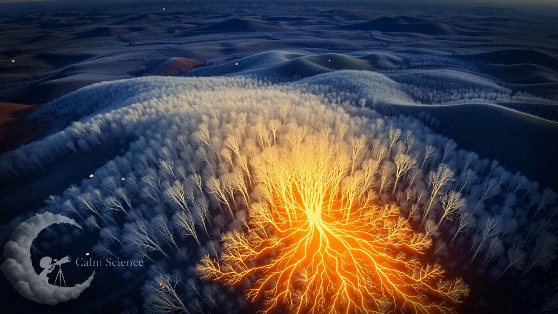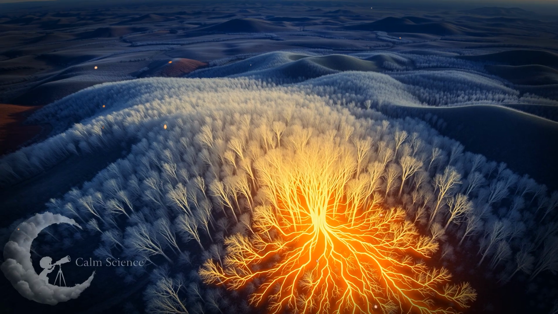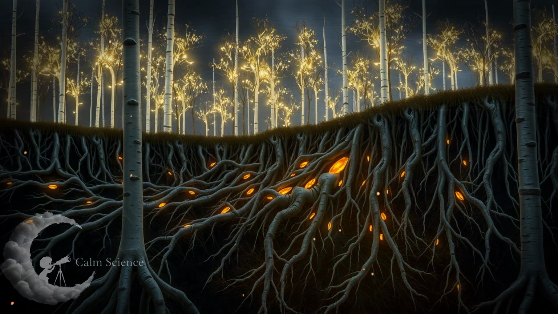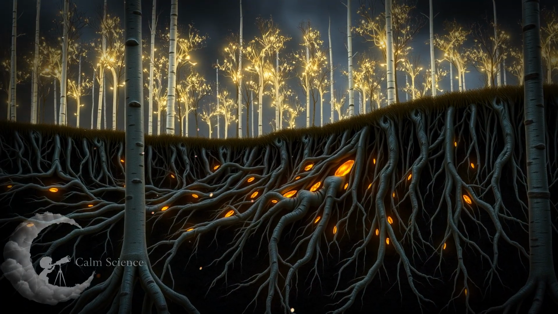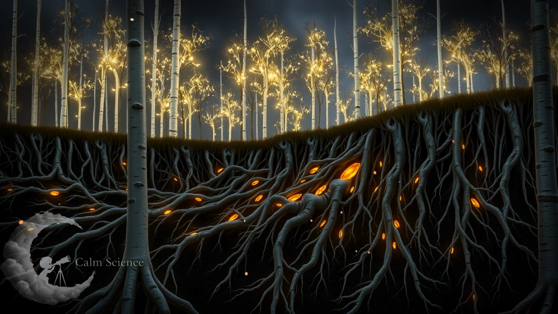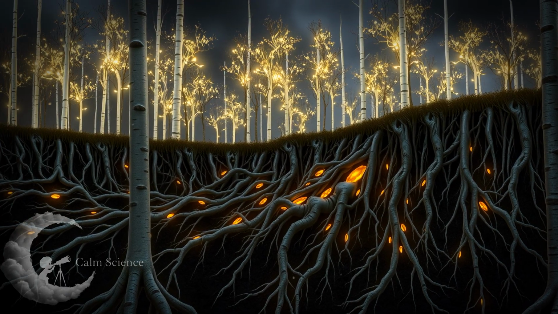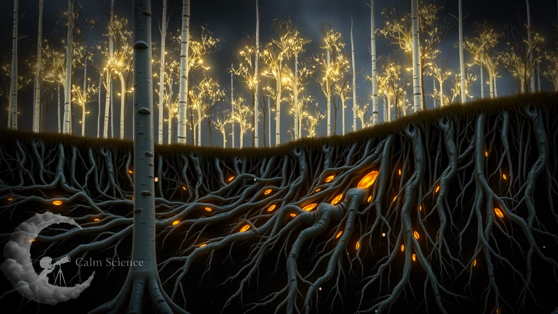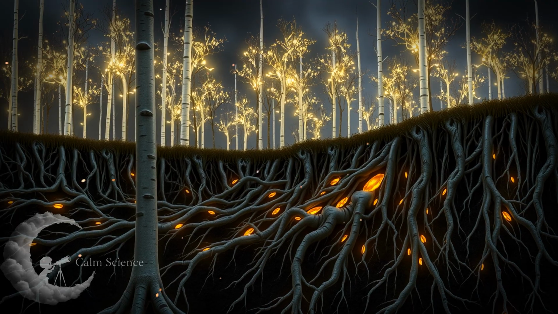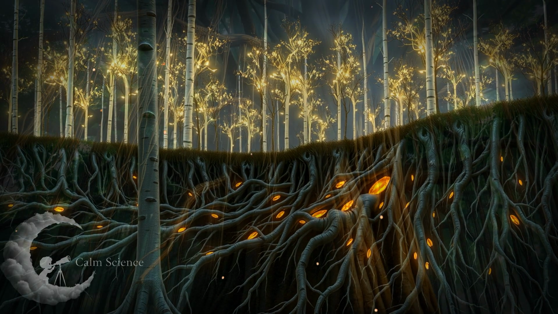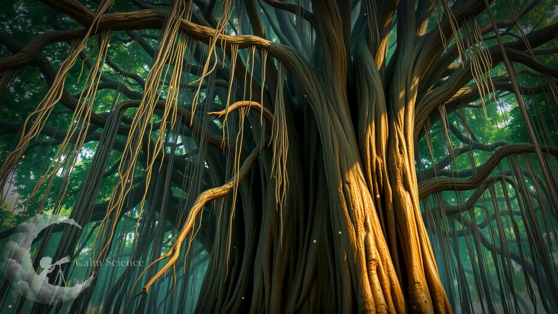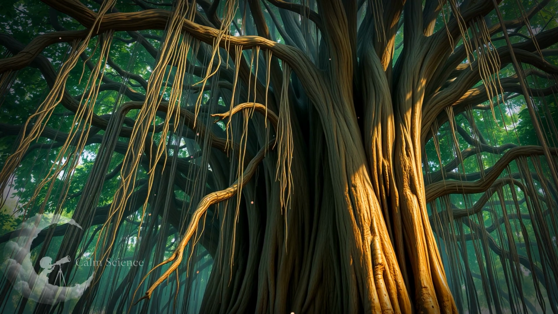The wood of a tree is not a solid, uniform material. It is a composite made primarily of cellulose fibers held together by a rigid binder called lignin. Cellulose provides tensile strength, a bit like the steel reinforcing bars in concrete. Lignin provides compressive strength like the concrete itself. This combination makes wood incredibly strong and yet flexible.